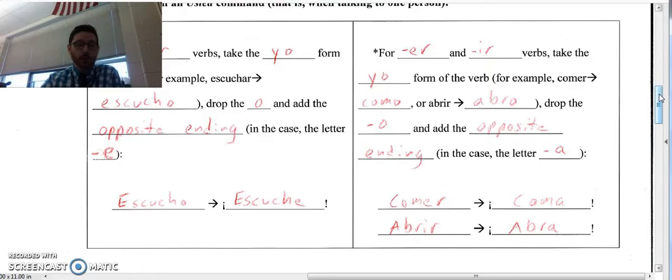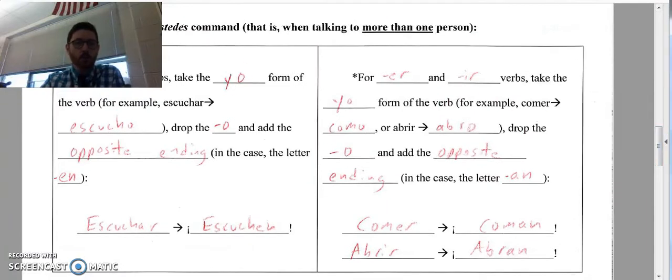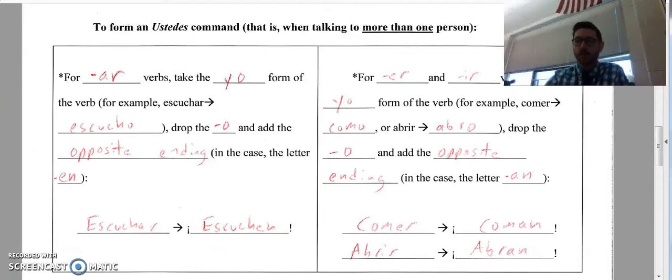Let's say, though, that I'm talking to a group of people, like how I am always talking to the class, which is more than one person. If I want to form an ustedes command, that is, if I'm talking to more than one person, I want to command y'all to do something. It'll look very similar as well. For AR verbs, we'll take the yo form of the verb. For example, escuchar would change to escucho, drop the O, and add the opposite ending. In this case, the letters E, N. So escuchar would change to escuchen, again, ending in EN.